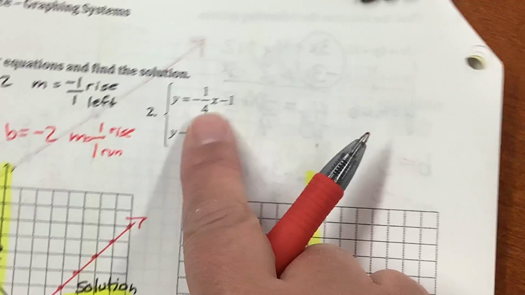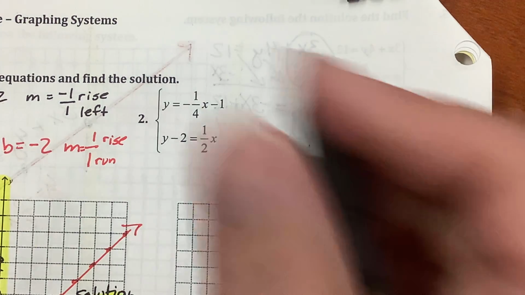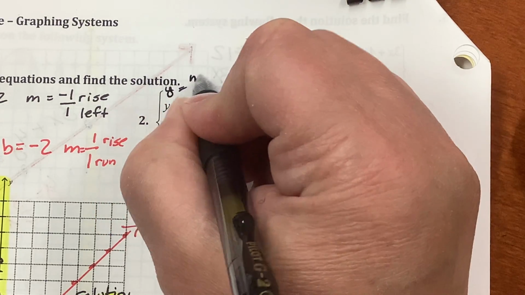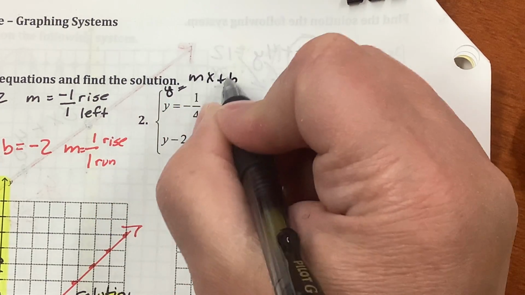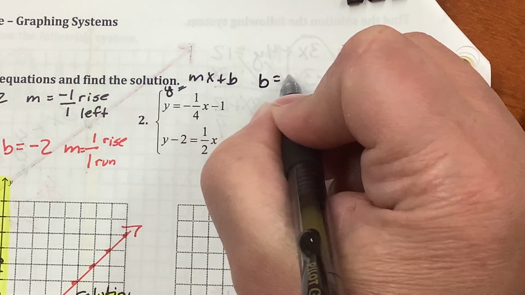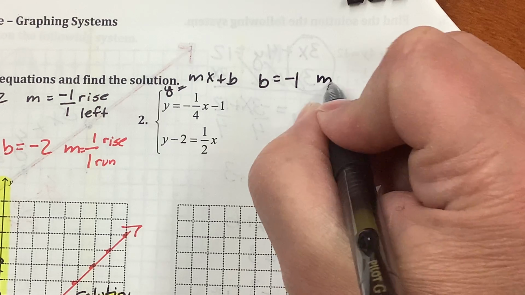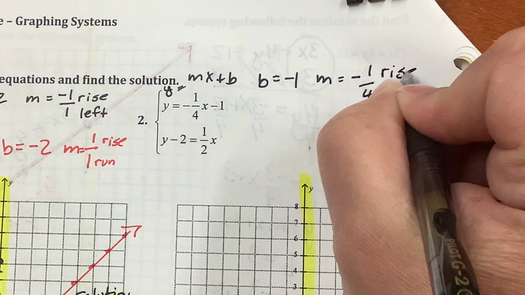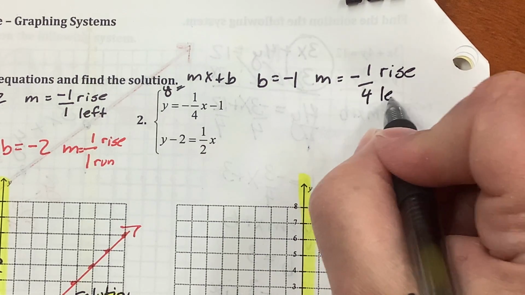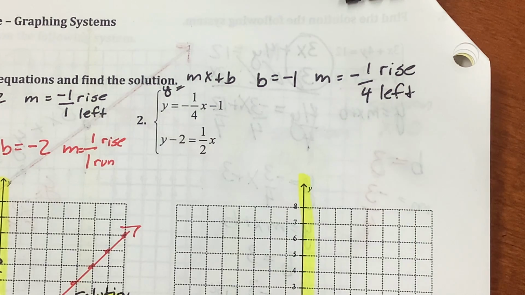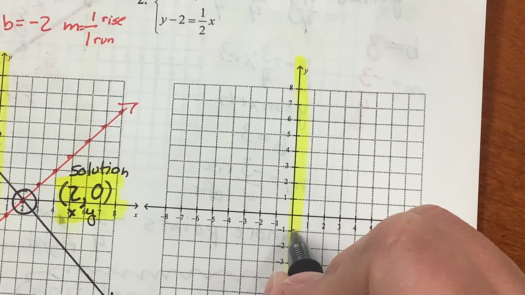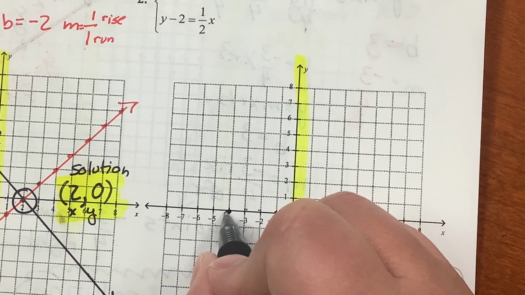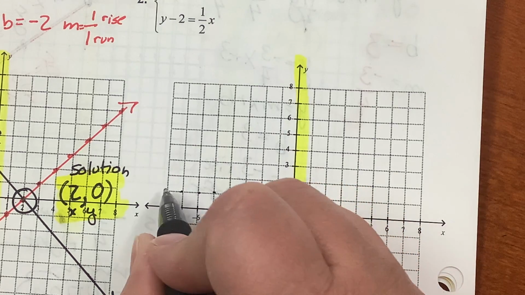Let's go back and try the next problem. That's not so bad either. Let's do this. Negative 1/4 x minus 1. Y equals mx plus b. B at the back is negative 1. And m is negative 1/4. So I'm going to rise 1, but I'm going to go left 4 because it's negative. So I start at negative 1 down, oh, you can't see that part. Start at negative 1 down here, and I'm going to rise 1 and go left 4. Rise 1 and go left 4.